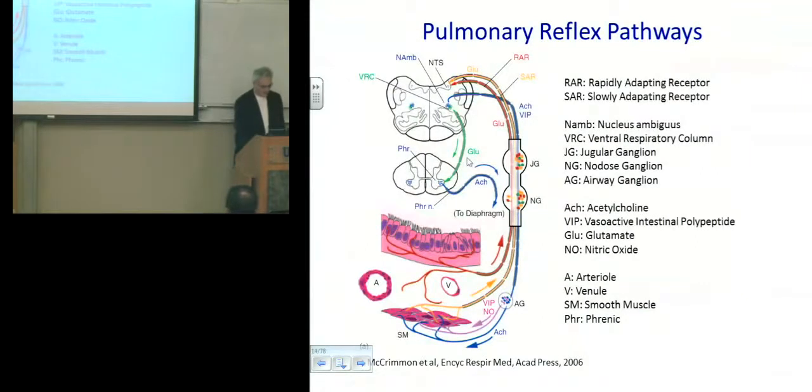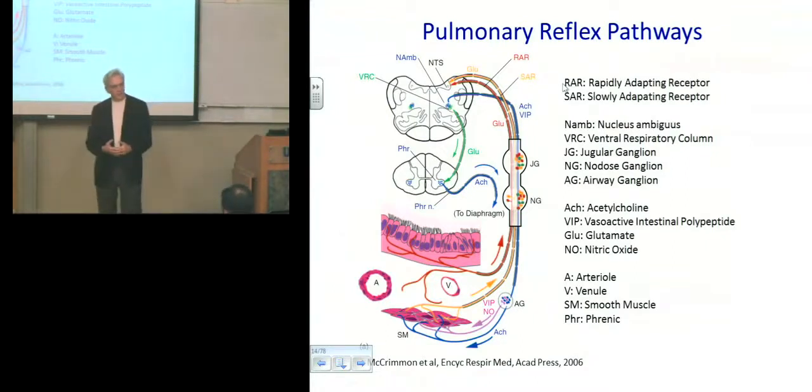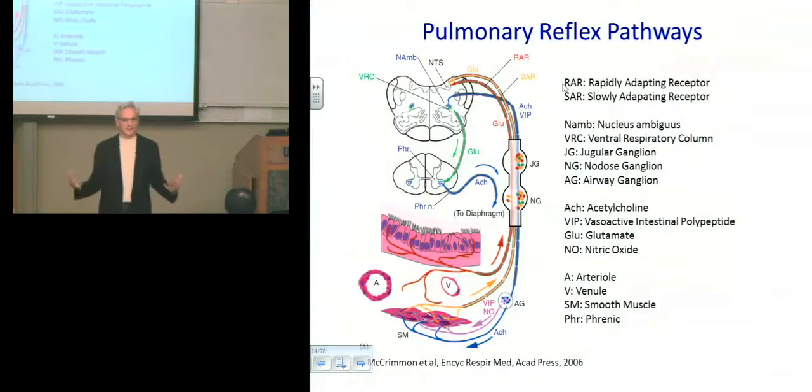So slowly adapting stretch receptors, this is supposed to represent the vagus nerve with the jugular ganglion and the nodose ganglion. It has two ganglia. And slowly adapting stretch receptors are located in airway smooth muscle and then project up, terminating in the NTS. There's another group of receptors referred to as rapidly adapting receptors, which tend to have, this is an oversimplification maybe, a reflex effect that tends to be much more one of inspiratory facilitation. So it can give rise to sigh-augmented breaths, for example.